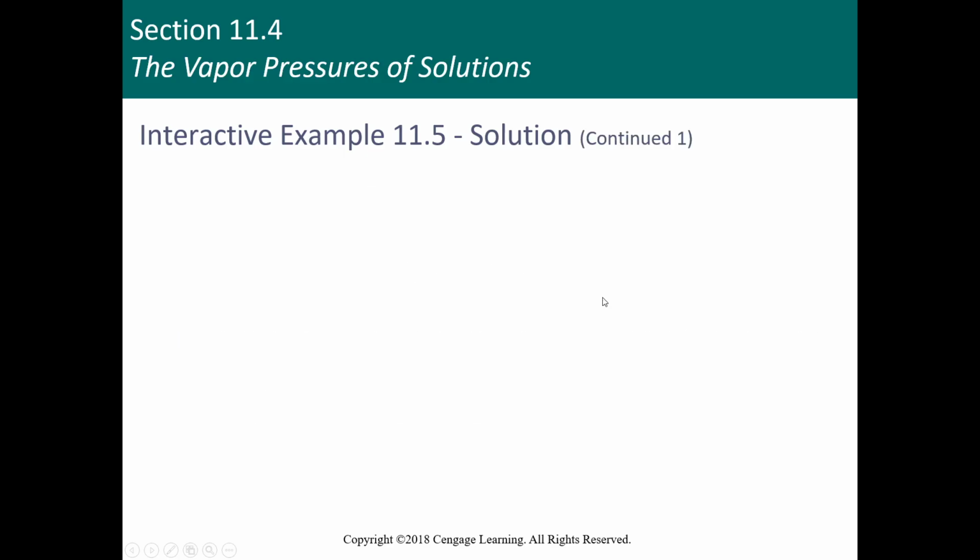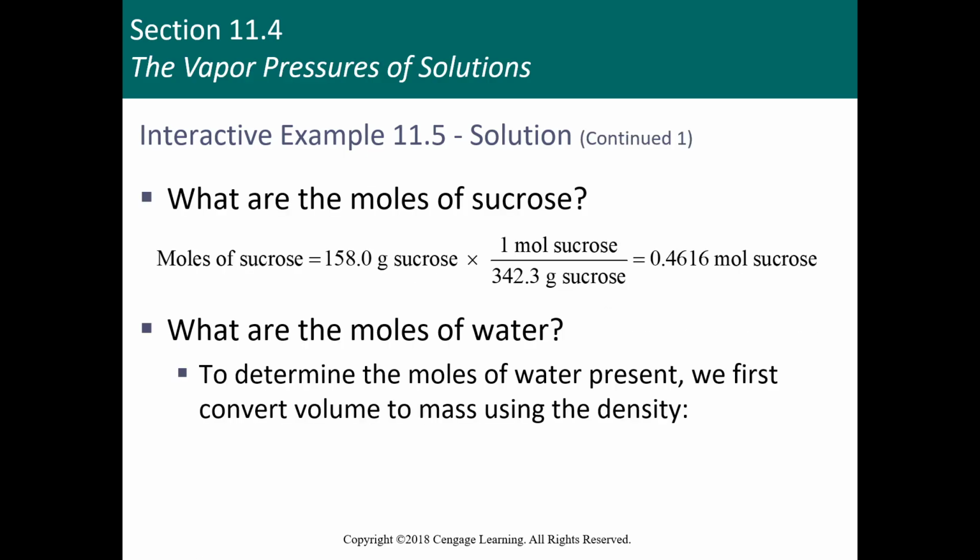So let's start calculating these out. So we need chi, that means we need moles. So the first thing we're going to do is get moles of sucrose, because we have every number we need for that. So 158 grams of sucrose is going to be divided by the molar mass of sucrose. So 1 mole over 342.3 grams, which will give us our moles of sucrose.